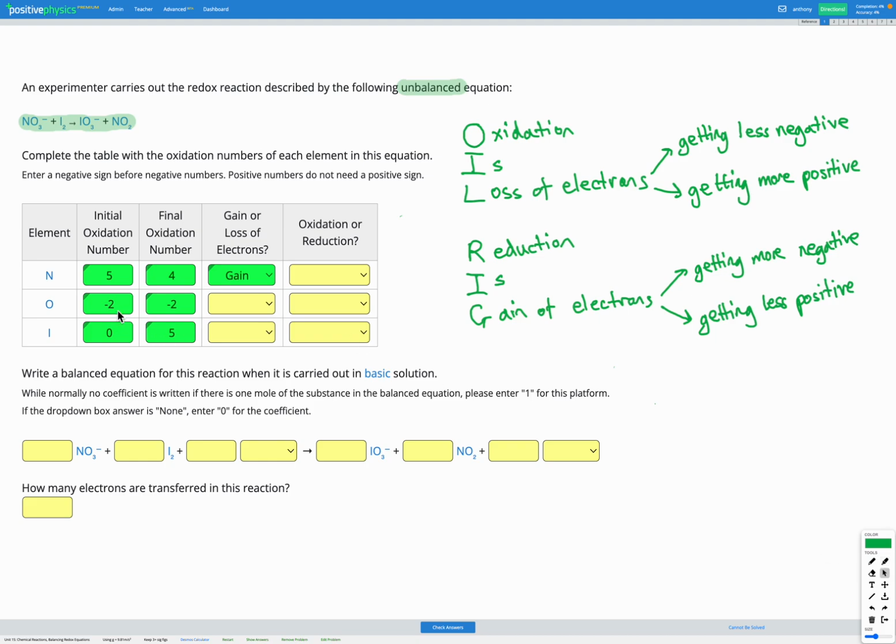Oxygen had an initial oxidation number of -2 and a final of -2 as well. So we've had no change here, no gain or loss. The answer is neither. And iodine had an initial oxidation number of 0 and a final oxidation number of 5. So iodine is getting more positive in terms of the oxidation number. Getting more positive is the same as getting less negative, which means a loss of electrons.